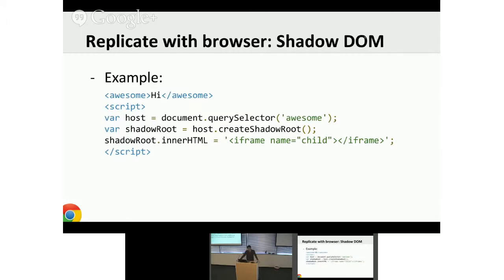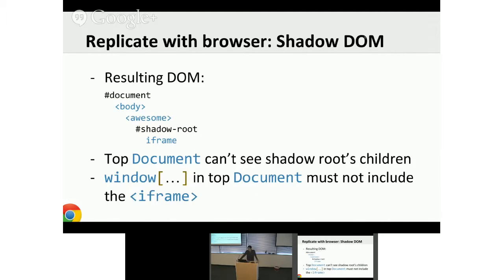So just a couple examples. Shadow DOM, I don't know how many of you are familiar with it, so I'll give a quick example. This example creates an awesome element, and then adds an iframe element in the Shadow DOM of awesome. And the idea here is that the top document cannot see stuff under the shadow root. So it's kind of an encapsulation boundary.